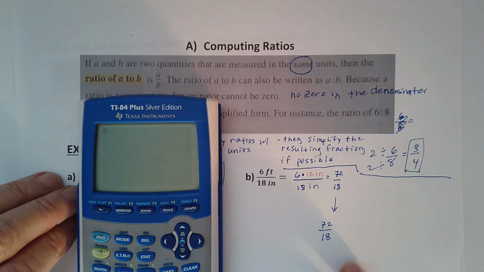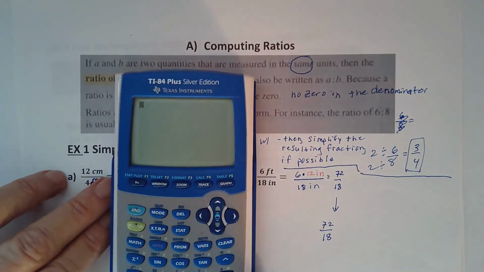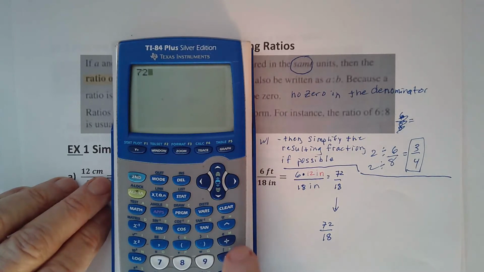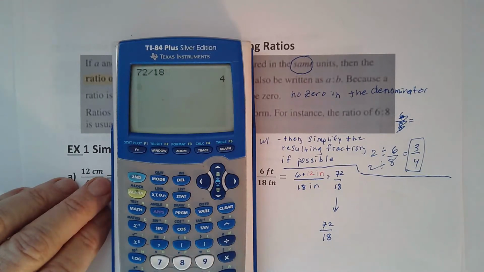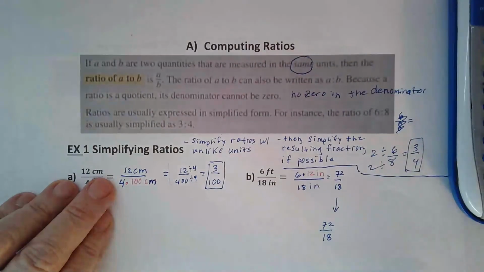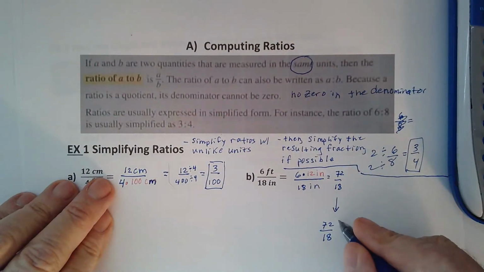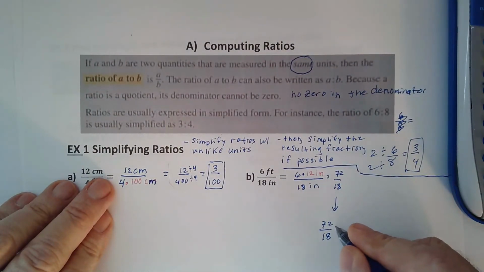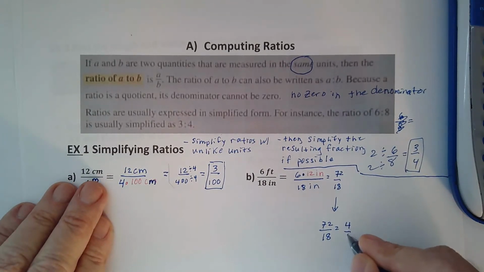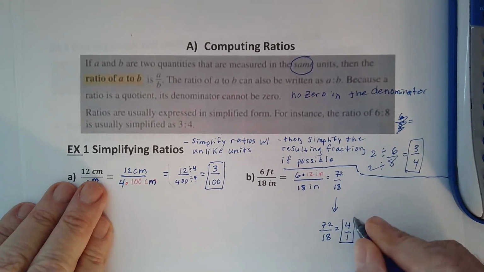There's several ways we could do this. I could just take 72 with my calculator, show you a little something interesting. I could take 72 and divide it by 18. You'd normally get a decimal, but it says 4. Oh, wow. Well, that's easy then. You know it's 4. So 72 divided by 18 simplifies to 4 over 1. So your answer is 4 over 1.